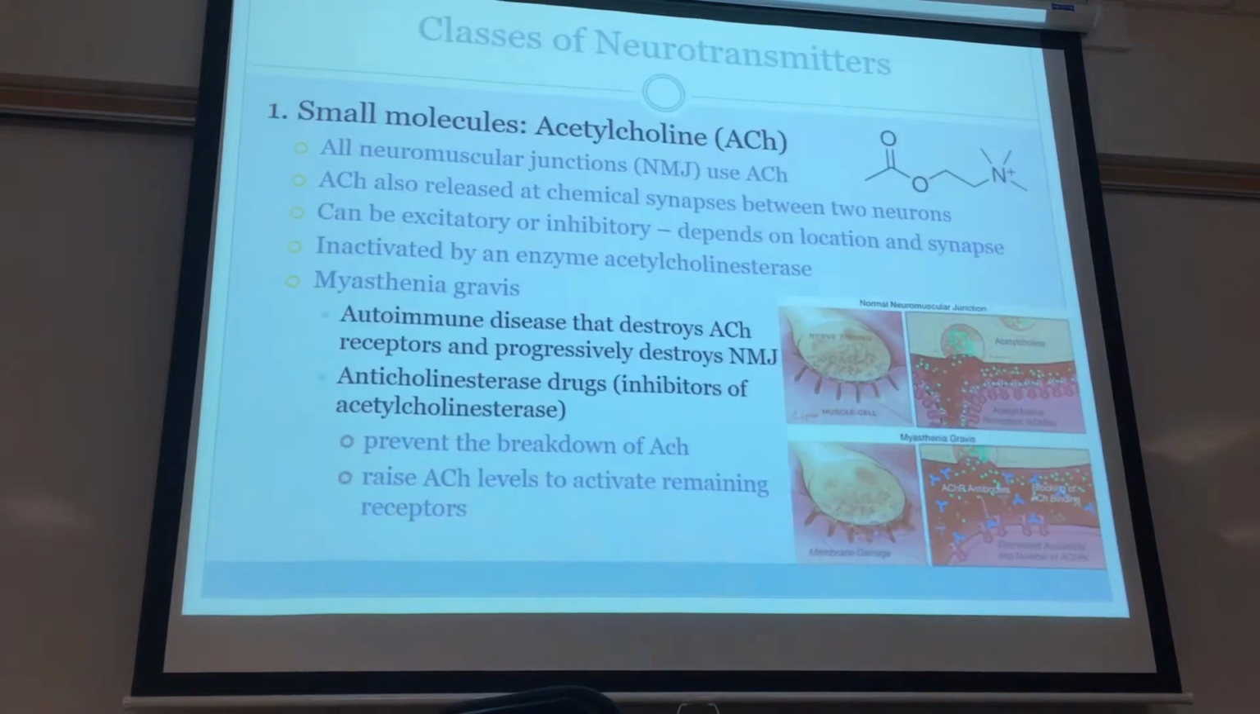So looking at our first neurotransmitter, the most common one that we're going to be able to see in a neuromuscular junction, that's a neuron targeting a muscle, is acetylcholine. Acetylcholine in a neuromuscular junction is for the most part excitatory, or it can be inhibitory, depending on the location of the receptor. So anytime you have acetylcholine being released as a neurotransmitter, you have to have an acetylcholine receptor that picks up acetylcholine.